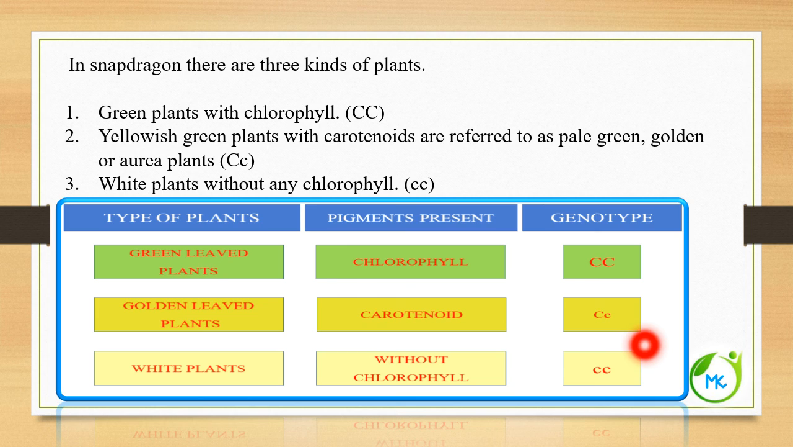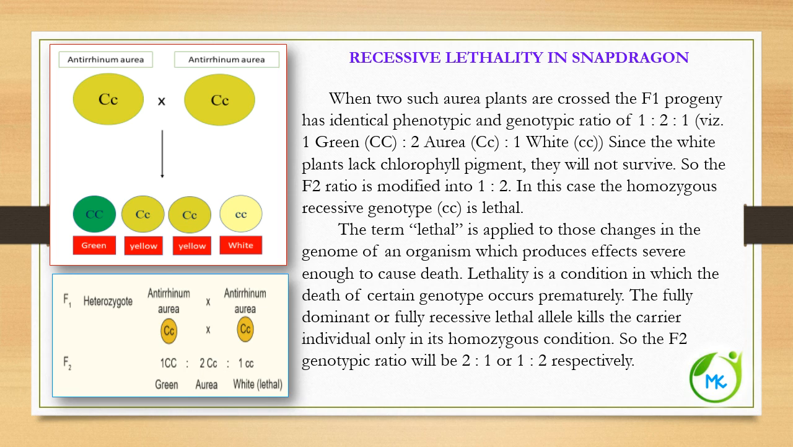So these are the three different kinds of plants in snapdragon. One is green plants with the genotype capital C, capital C. One is aurea plant, capital C, small c. One is white plant, small c, small c.